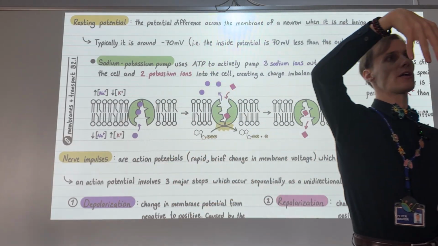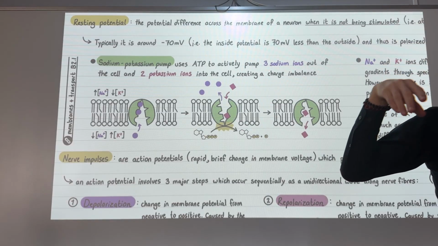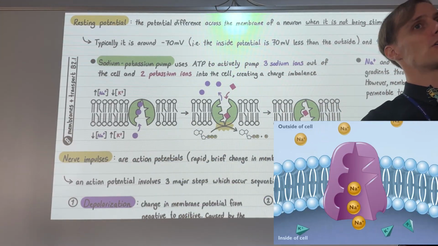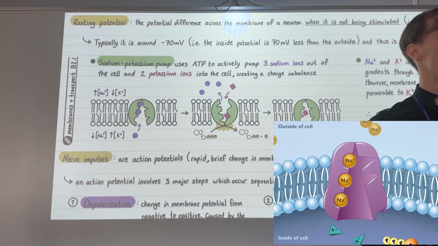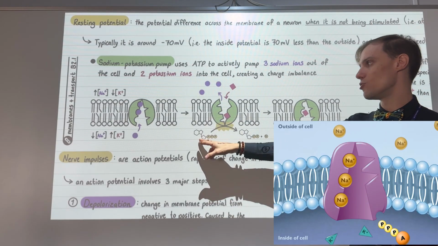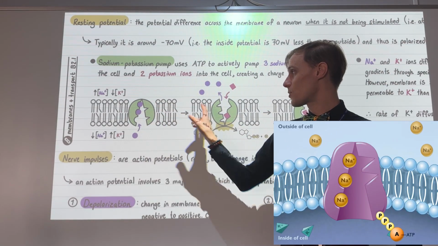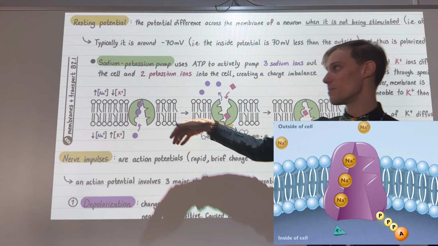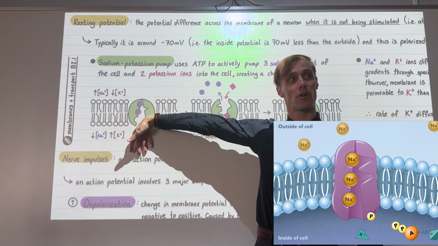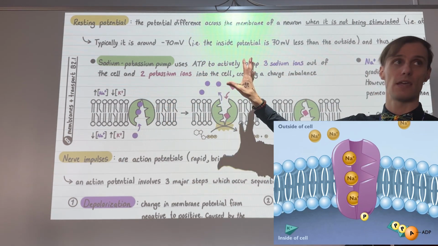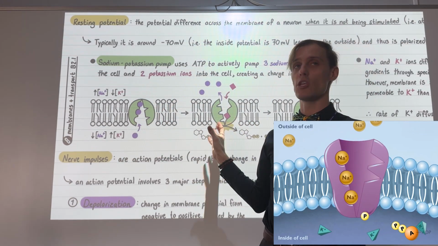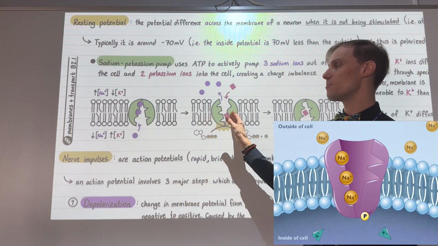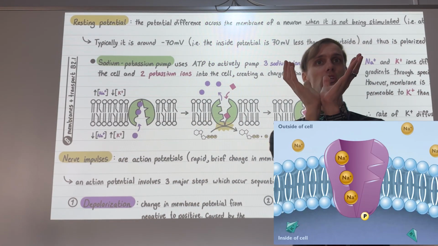This pump is currently facing, so to speak, the inside of the neuron, and 3 different sodium ions are going to bind to that pump. Then I'm going to hydrolyze ATP. This protein has now undergone a conformational change. It used to be facing the inside of the neuron. It is now facing the outside of the neuron. The ATP wasn't used so that it could bind sodium. It was already binding sodium. It's being used to change its conformation.